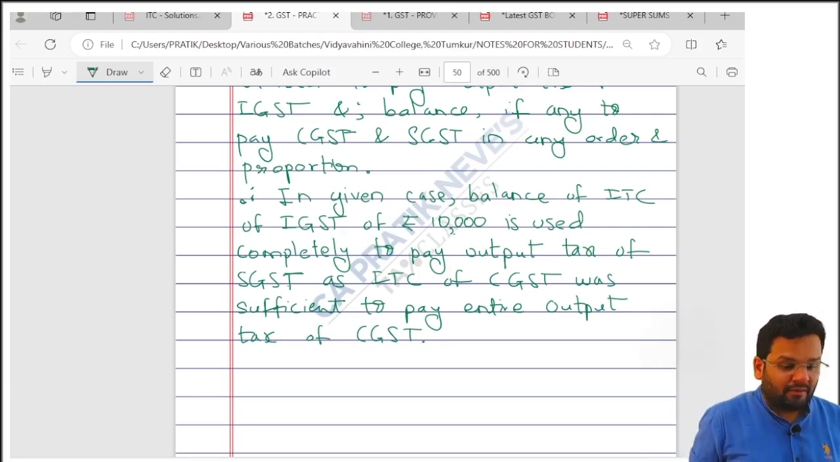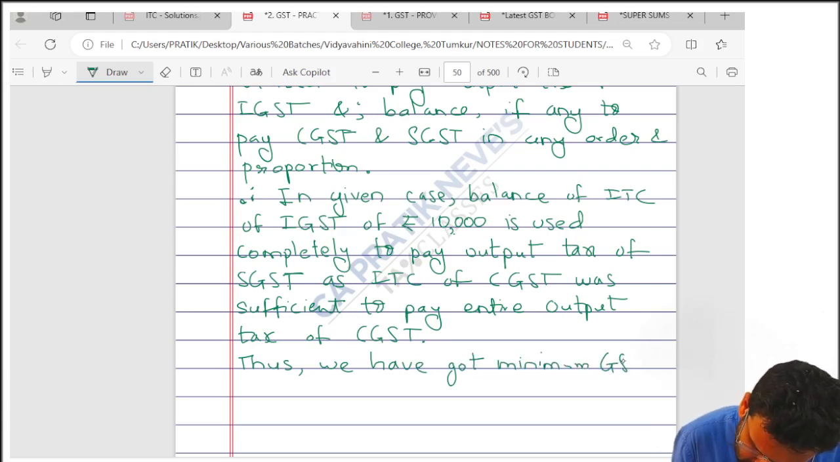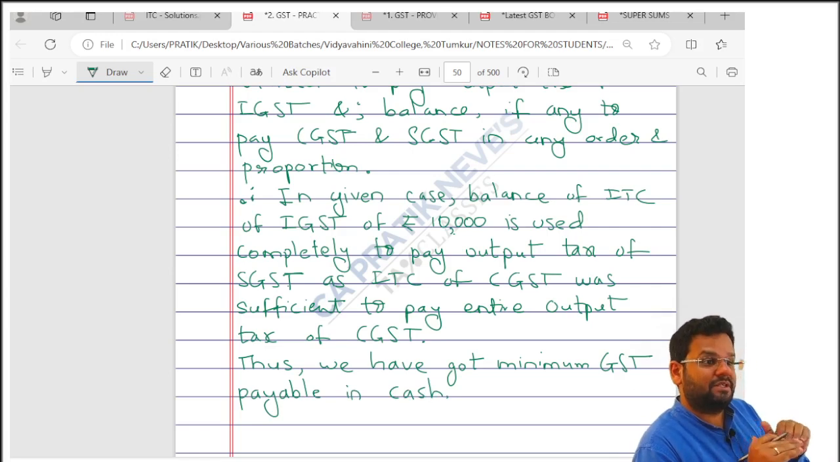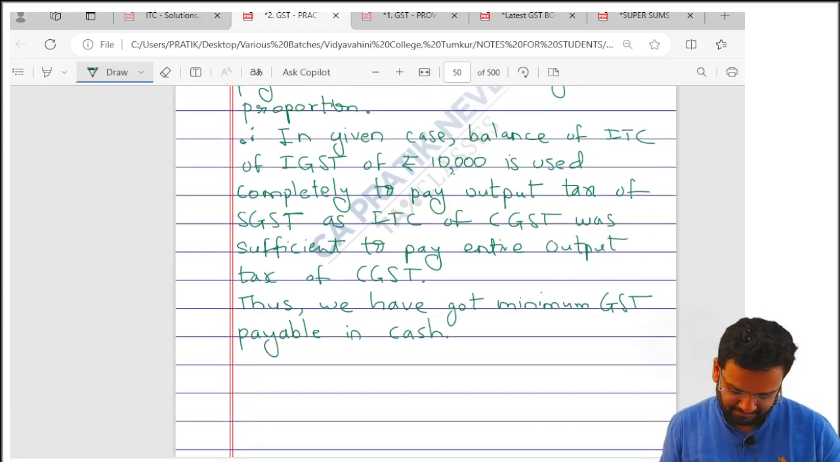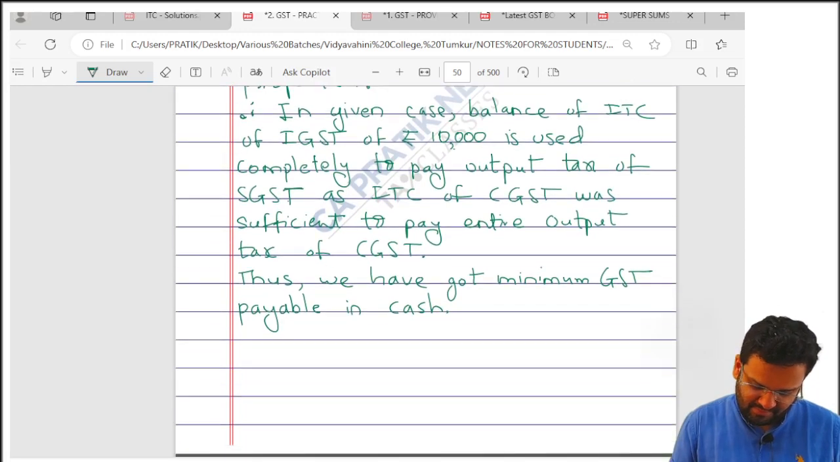Got it? Thus, we have got minimum GST payable in cash. Did you understand? Thus, we have got minimum GST payable in cash. Understood?